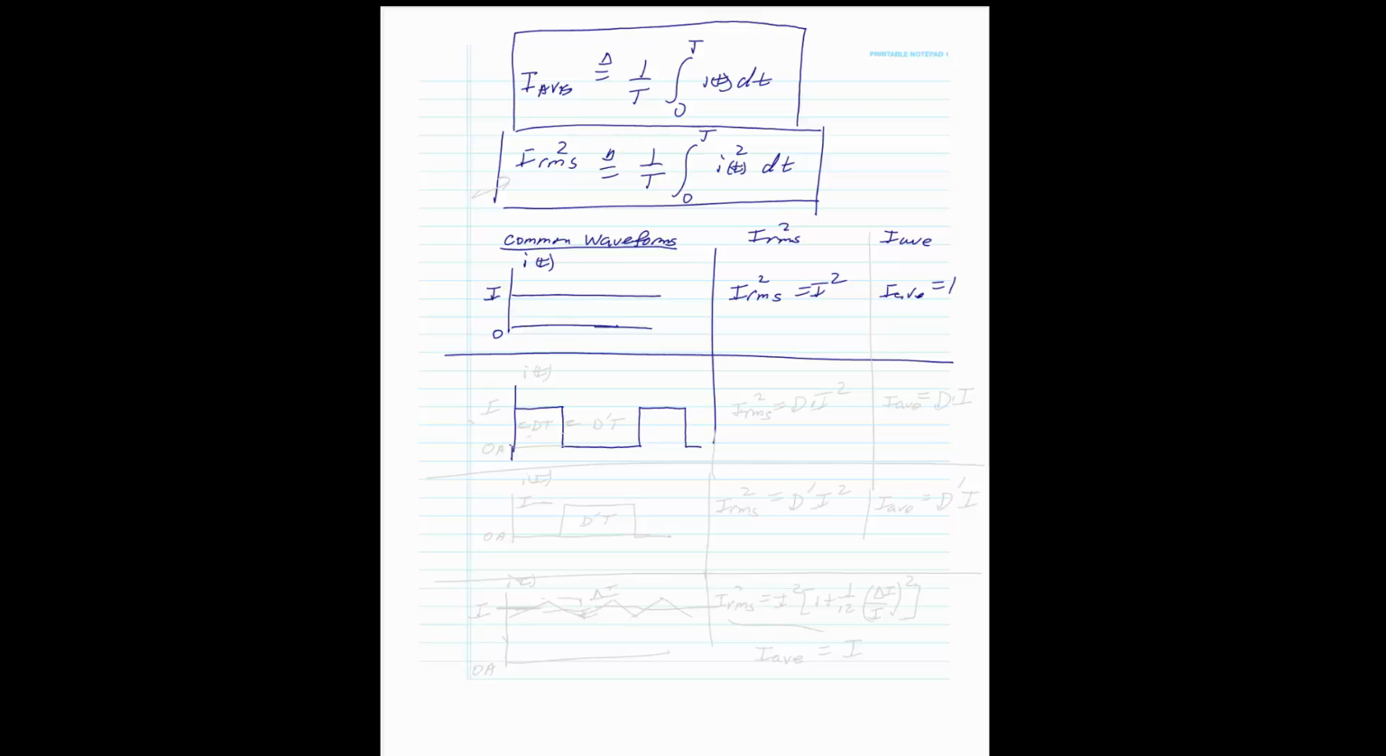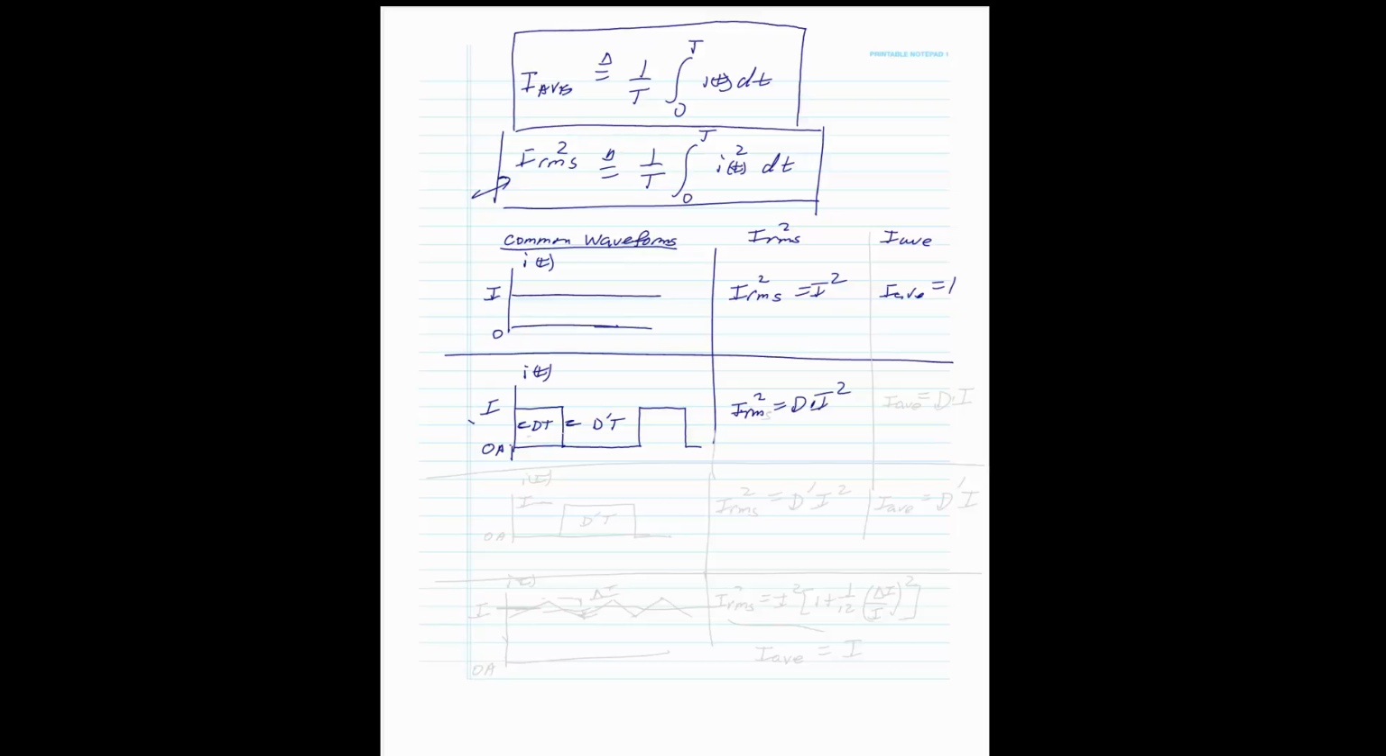And this is 0 current. And that's I of t. And that's I again, and this is during dt. This is during d prime t. Okay, when you substitute this and solve with this equation, you get the RMS squared as being di squared.